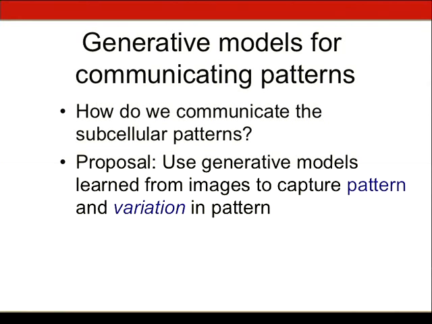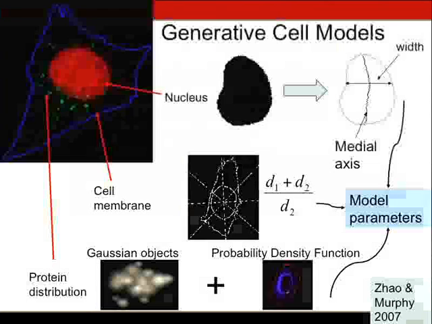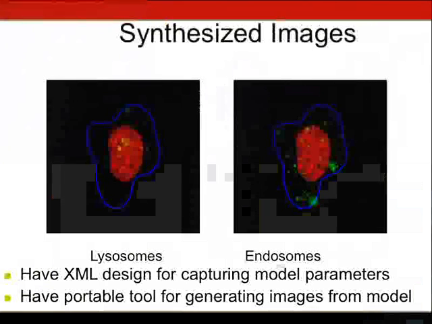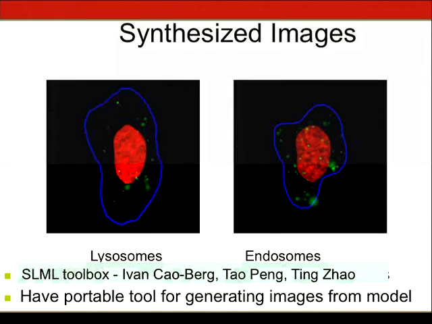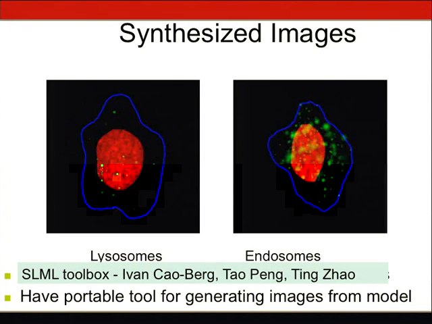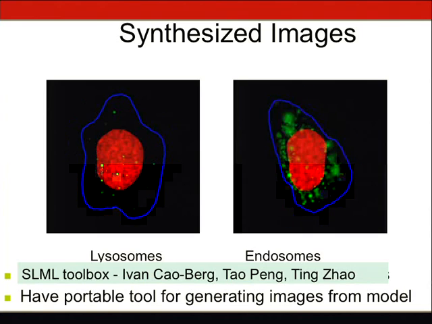We now can say, here are these various patterns. Here's how much of the protein is in each of these patterns, but how do we communicate the patterns themselves? As an aside, we've developed a system for building generative models that describe the pattern so that you can take images of a particular pattern, build a model of a cell in which you have a nuclear model, a cell membrane model, and then a protein object containing model that allows us to build synthetic images of each of these different proteins.